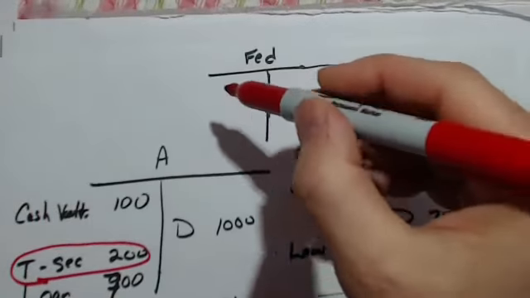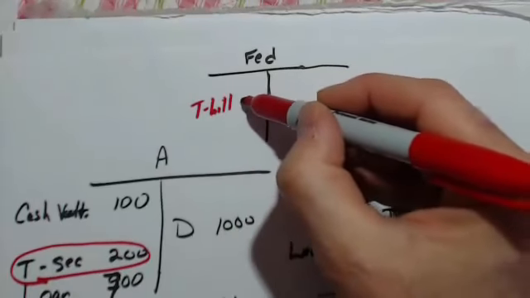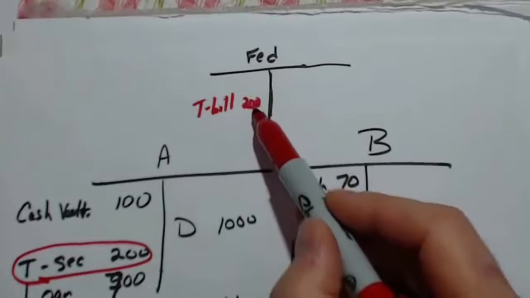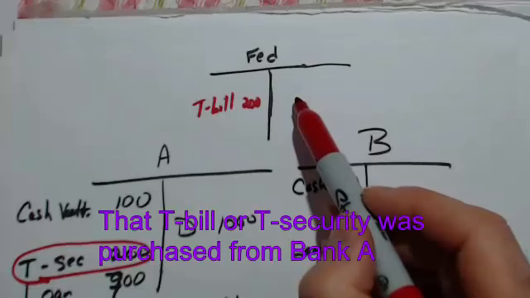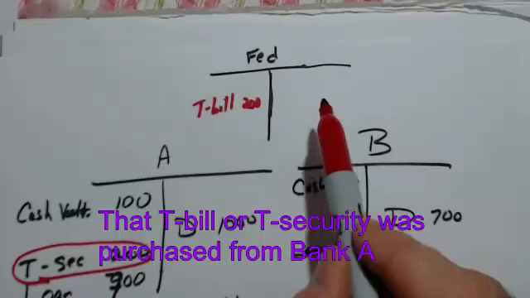So here's what the Fed does. The Fed buys a T-bill. For $200, it buys a T-bill, so it's now an asset on the Fed's balance sheet. But in order for the Fed's balance sheet to balance, it needs a liability. Something like this is a debit.